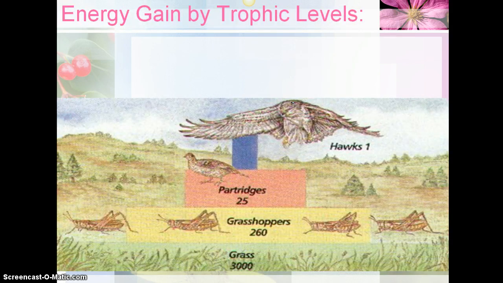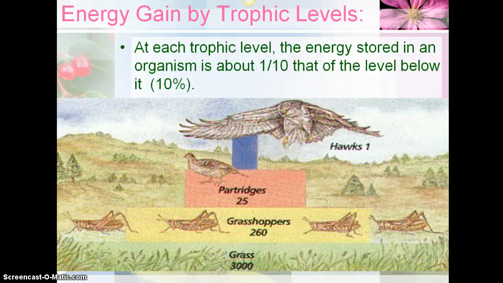All right, so energy gained by trophic level. If you're in your notes packet, there's another triangle that'll be shown here. At each trophic level, the energy stored in an organism is about 1/10 that of the level below it. So it's called the rule of tens or 10% rule. And you can see here how that works. As it goes up each trophic level, we're losing some of that energy because that organism is using up some of that energy. So when you eat that organism, you're not getting 100% of the energy because they've used some of it.